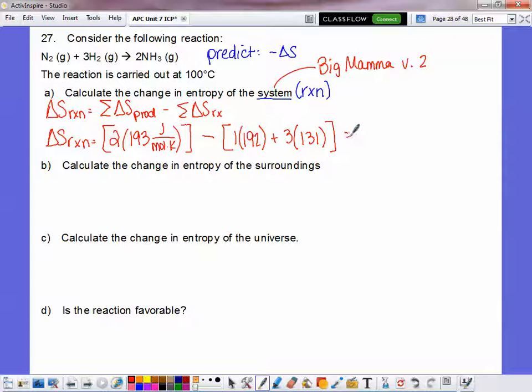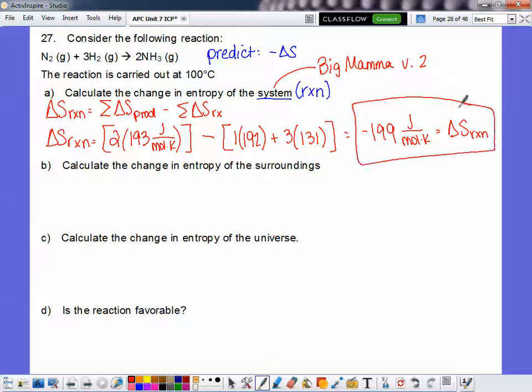Go ahead. And what do we get? Who's going to get it first? You're close. You're closer. Further away. Negative 199. And that is delta S of the reaction, or the system. Okay, delta S of reaction, or you can say delta S system.